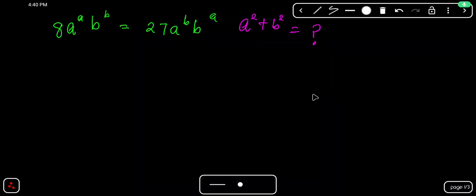So in today's video we are going to solve this beautiful Olympiad mathematics question. We have 8a^a multiplied by b^b, which is equal to 27a^b multiplied by b^a. We have to find the value of a^2 + b^2. So that is what we have to find.